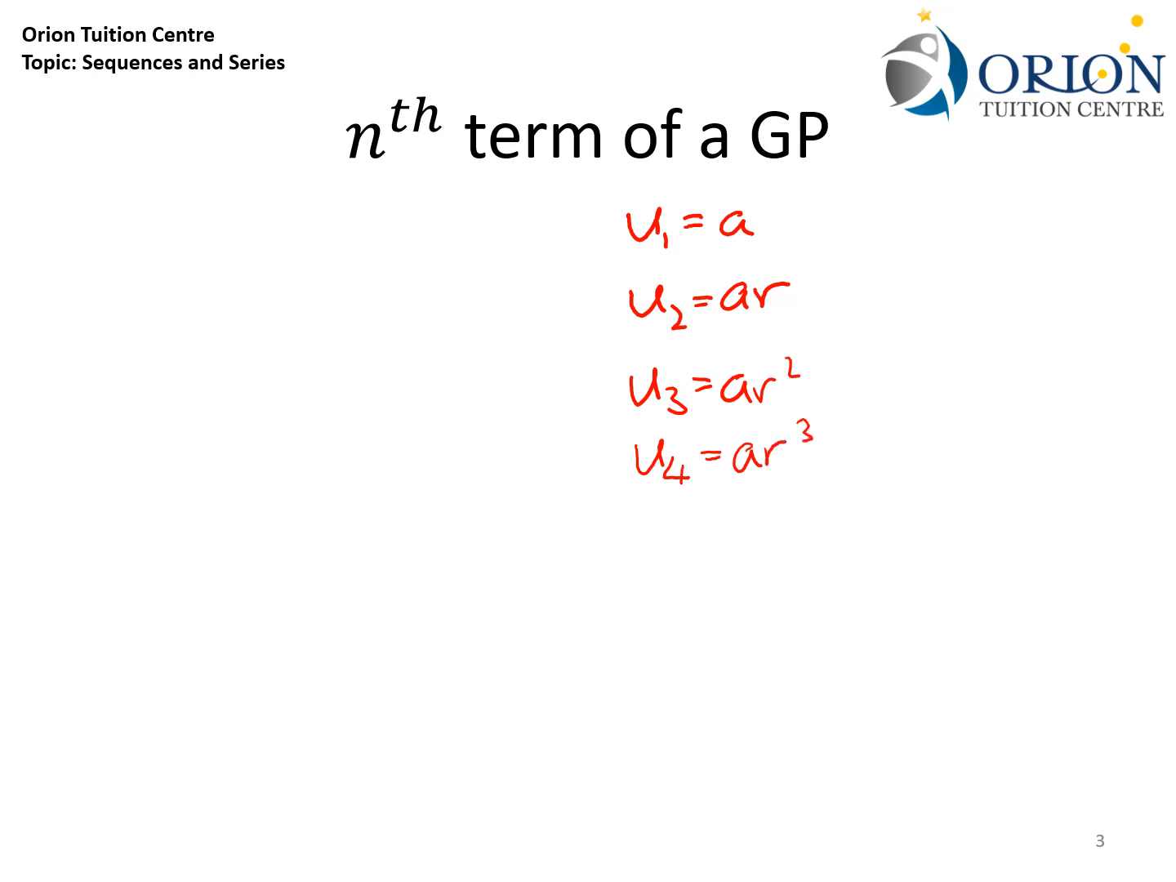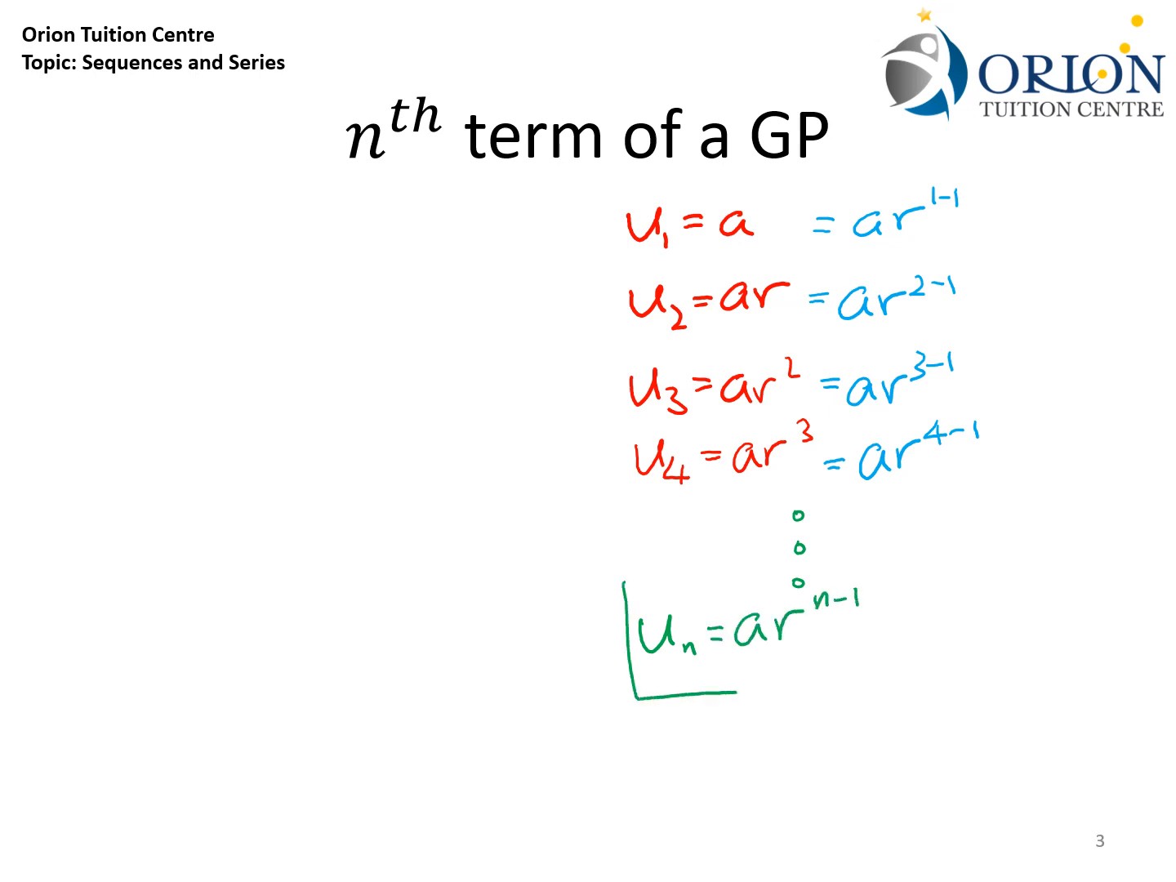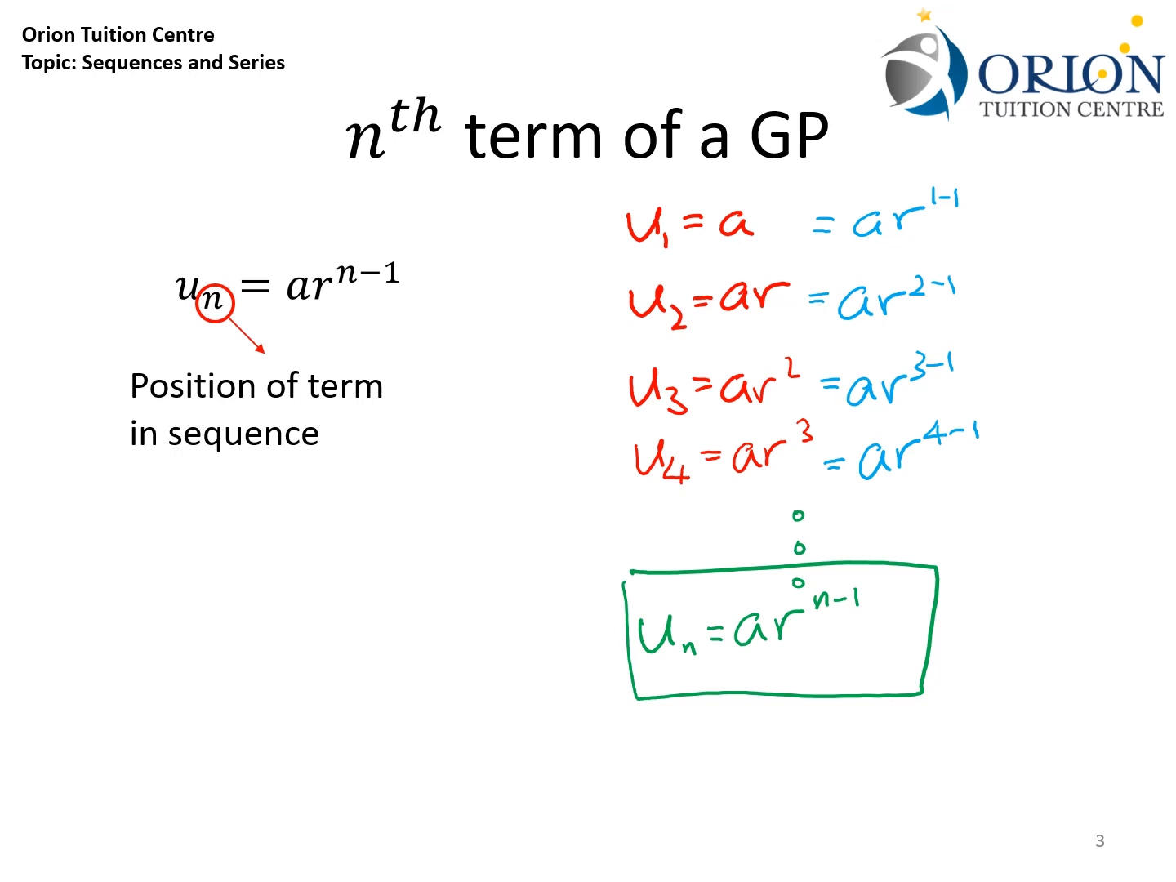ar cubed. And we can rewrite these terms as, for U1, a times r to the power of 1 minus 1, for U2, a times r to the power of 2 minus 1, for U3, a times r to the power of 3 minus 1, and for U4, a times r to the power of 4 minus 1. And we can see that subsequently, when we reach the nth term, Un will therefore be ar to the power of n minus 1. And this is the general formula for a term in a GP. And in this formula, n represents the position of the term within the sequence.